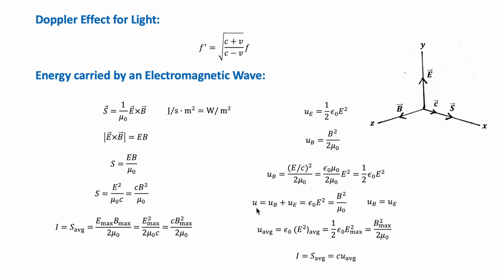If this U is averaged over one or more cycles of an electromagnetic wave, then the total average energy per unit volume of an electromagnetic wave is U average equal to epsilon naught times the average of E squared, equal to half epsilon naught E max squared, equal to B max squared over 2 mu naught. And so the intensity I, equal to S average, is equal to c U average.